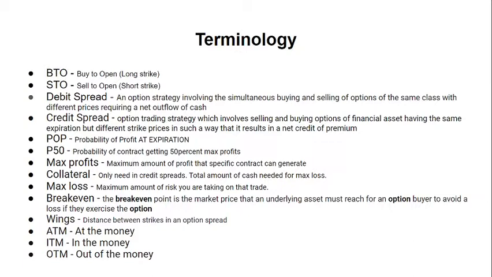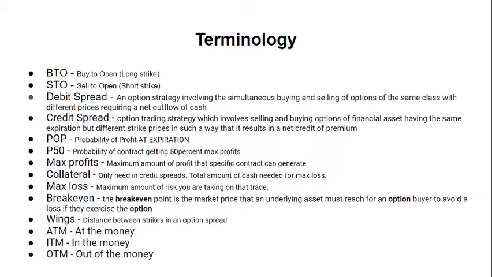The breakeven is the point at which the market price of an underlying asset must reach for an option buyer to avoid a loss if they exercise a contract of the option. That would be at expiration, so the breakeven is always at expiration. You look at them with credit spreads a lot and with iron condors and some of these other ones. Not necessarily as much with debit spreads because a lot of times we're just playing the momentum.